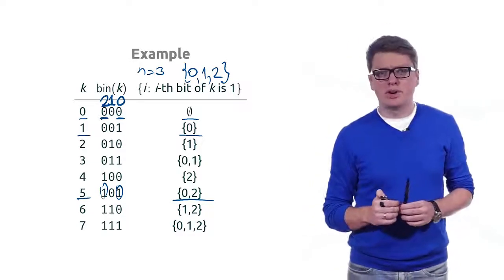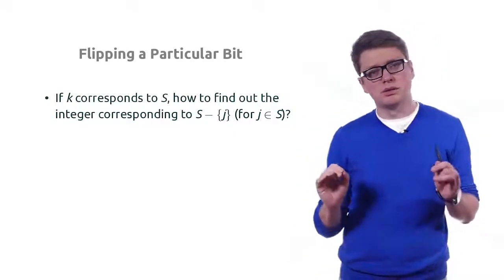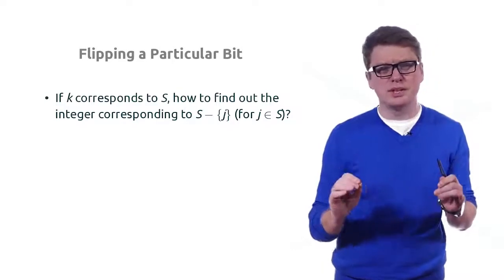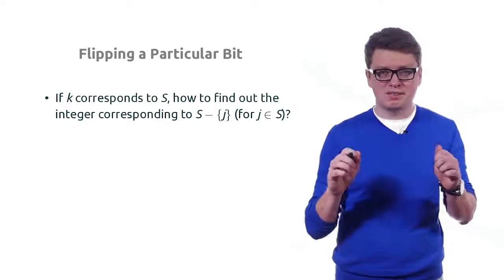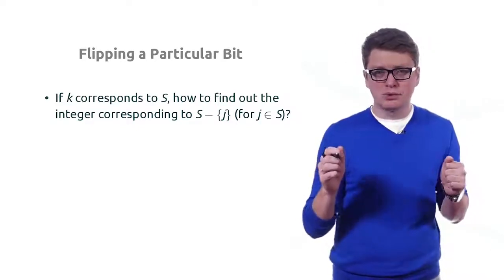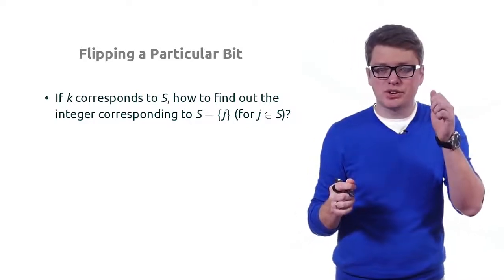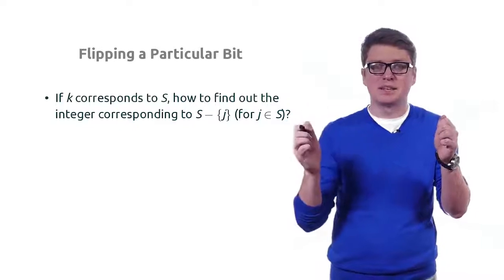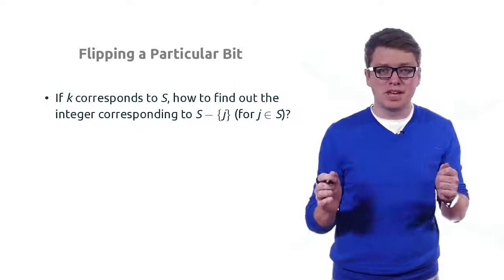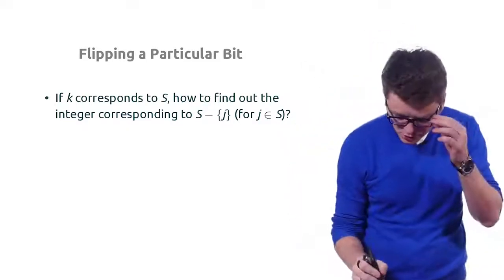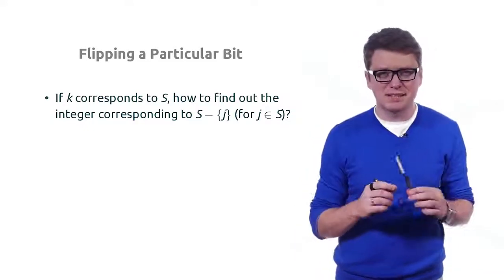Okay? Now recall that we do not only need to iterate through all subsets, but we also need to figure out how to perform the following operation. When we have a subset S, we need to find out how to subtract some element j from it. Namely, if we have an integer k which represents the set S, we need to somehow find the representation of the set S minus j. So assume that k represents the set S.